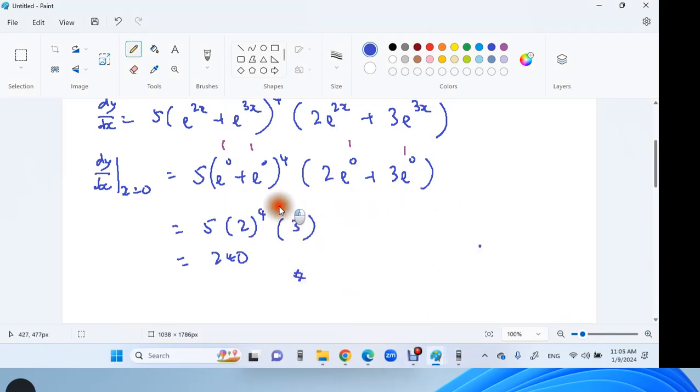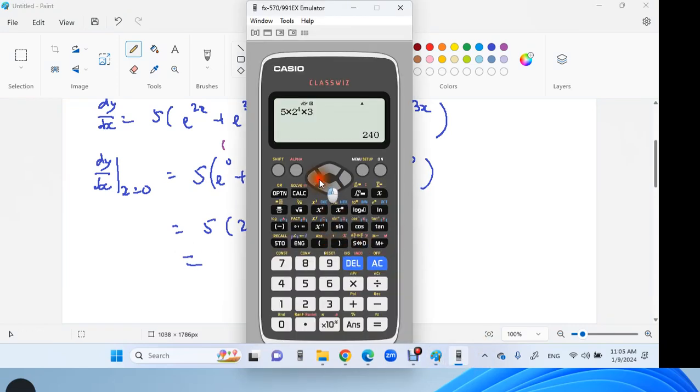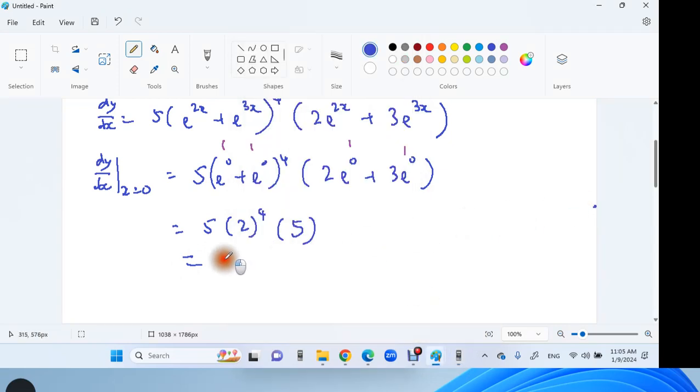I made a mistake here. This one is 2 plus 3, not 2 plus 1. It is 5 here. So the answer will be multiplied with 5, which is 400.